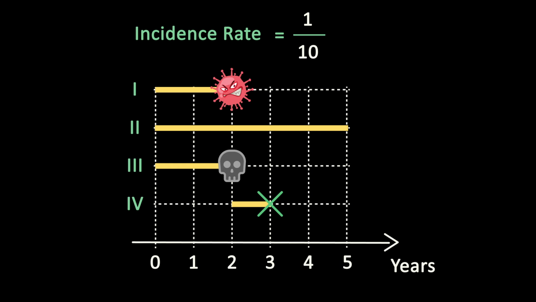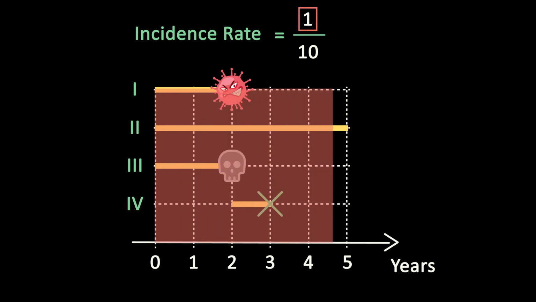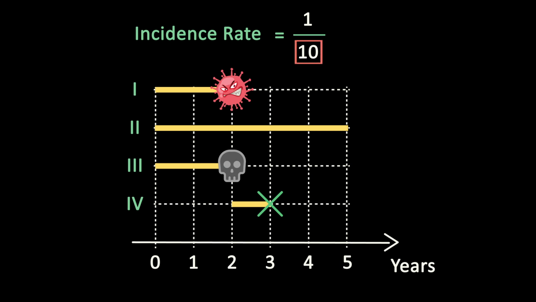Now let's take a closer look at the formula for calculating rate. The numerator is the number of individuals who did not have the disease initially, but developed it sometime during the follow-up period. The denominator is the portion of follow-up time contributed only by individuals at risk. These are individuals who do not have the disease at the start of the study and who are susceptible, and therefore capable of developing the disease over the follow-up period.